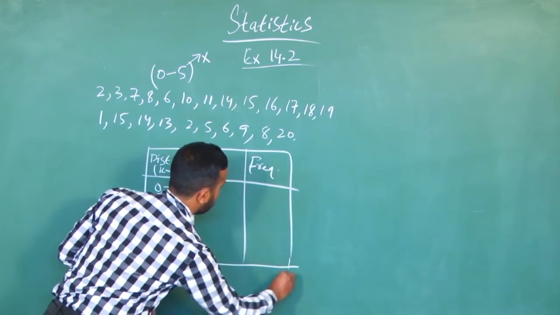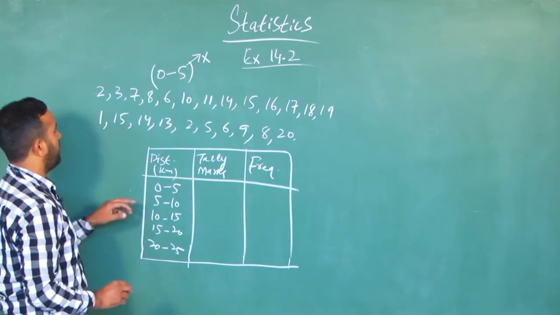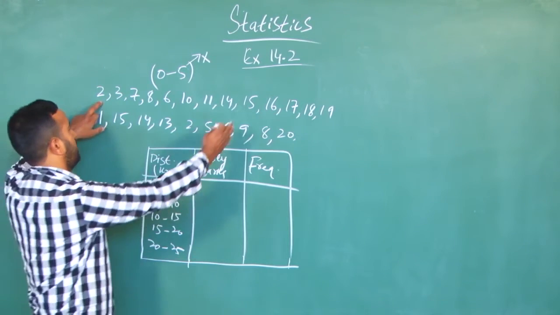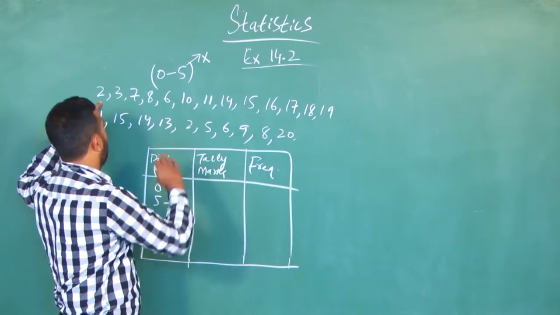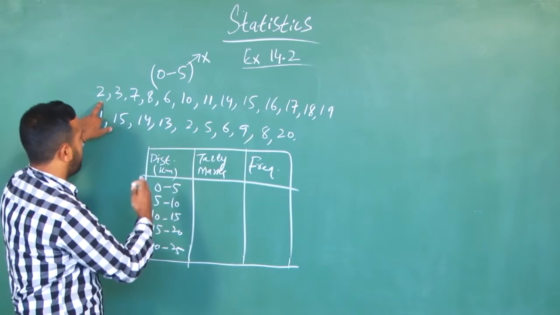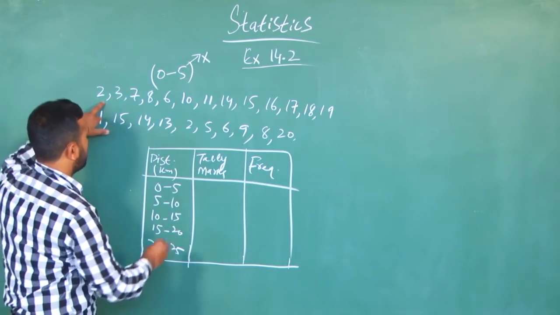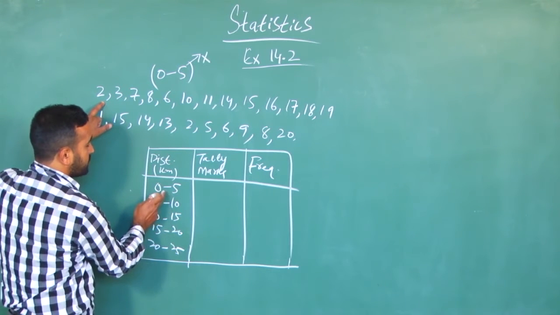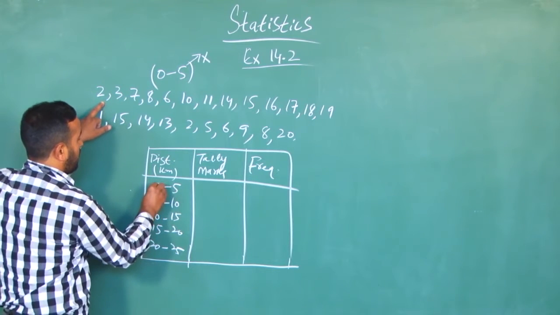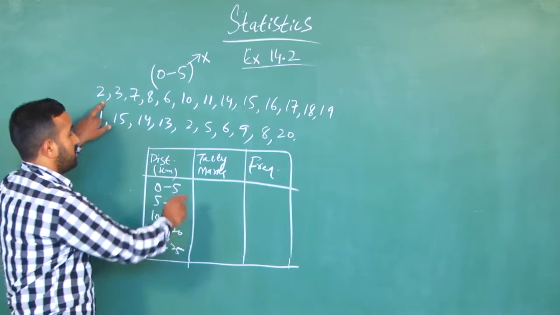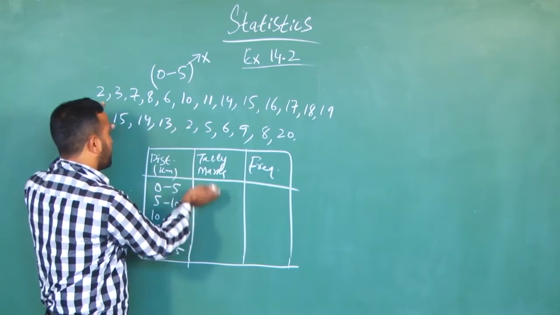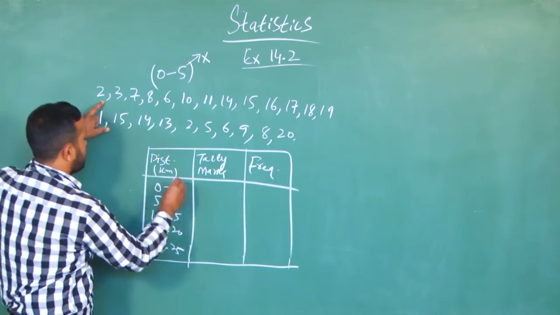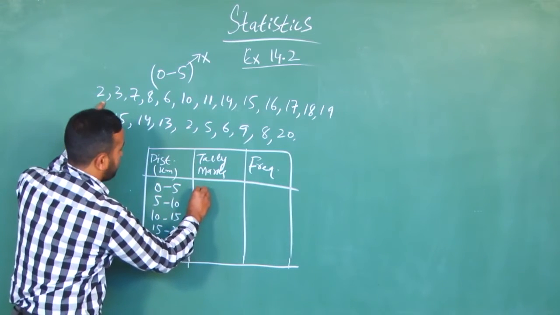Now, these are the groups possible here. Let us start from 2. See the data value, in which group it lies. 2 is from 0 to 5, but less than 5. So we have to mark the tally marks for the groups which are included in this group, that means less than 5. Here the 2 will lie in this group.